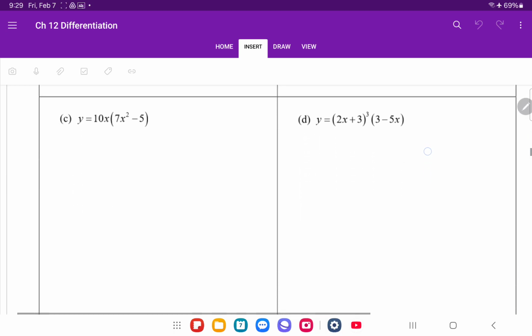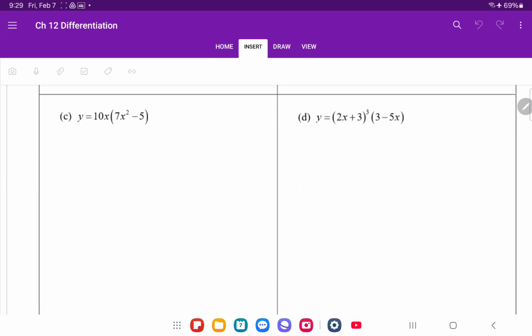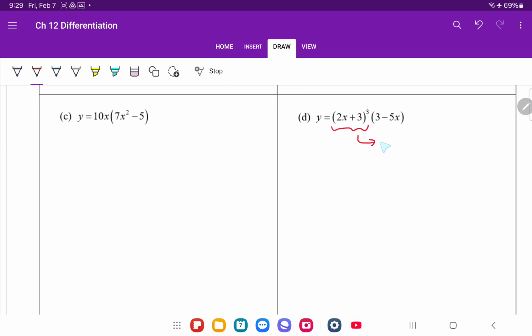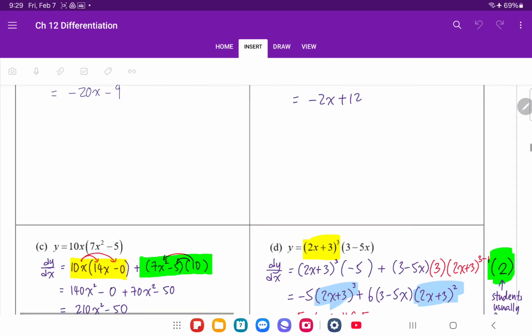Alright, let's move to parts C and D. Now parts C and D, please try it out by yourself. Before you begin, just a reminder that for part D, this part later on will involve chain rule. Okay, chain rule is from topic 12.2. Okay, so try it now. Resume the video when you are ready to check the answer. Alright, let's check the answer.